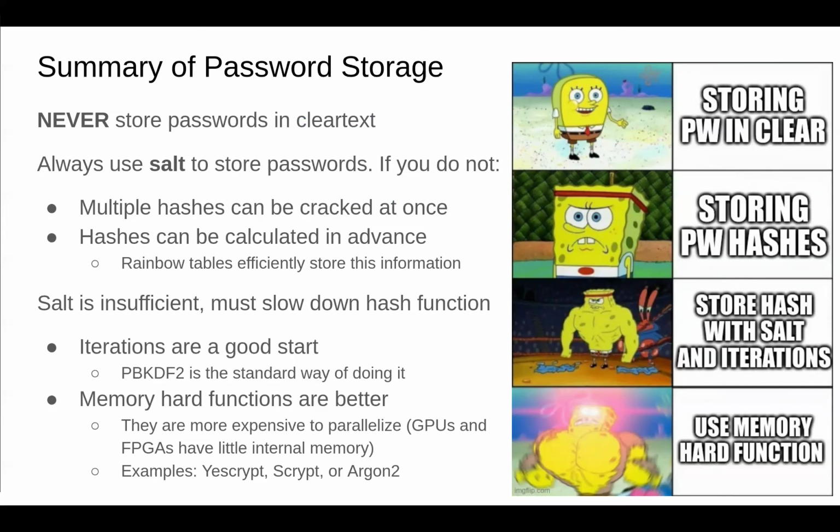Salt is insufficient on modern hardware, you must slow down the hash function as well, because you can still crack individual accounts. Therefore, iterations are a good start using PBKDF2, or memory hard functions are the best possible options for you to look at, such as yescrypt, scrypt, or Argon2. Cool.